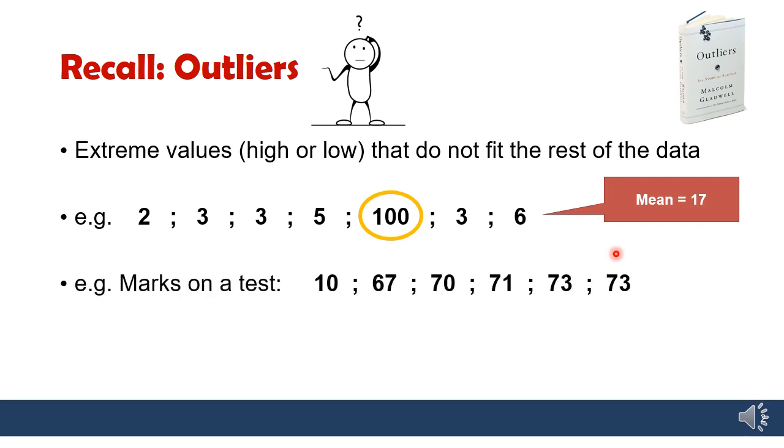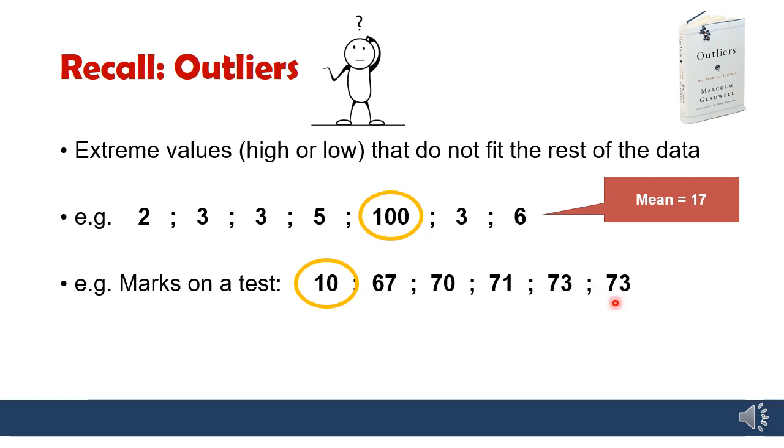Here's another example. Here are marks on a test. Now this one is fictional. Marks on a test, and these are in ascending order, so I can hopefully see quite obviously which one doesn't belong. The 10 is the outlier. It's the extreme value. In this case, it's a very low value that doesn't fit in with the rest because the rest are between 67 and 73.